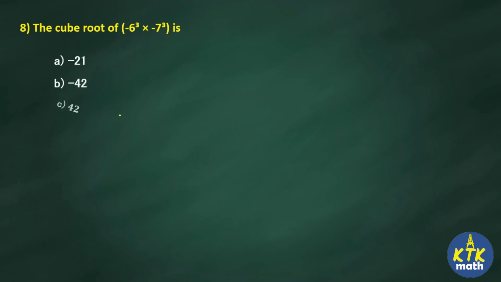We'll go to question number 8. The cube root of minus 6 cube and minus 7 cube; they already gave cube numbers there. Your options are minus 21, minus 42, 42 and 21. So minus into minus is plus, therefore the cube root of a positive number is going to be a positive number only, therefore A and B are not going to be our answer.